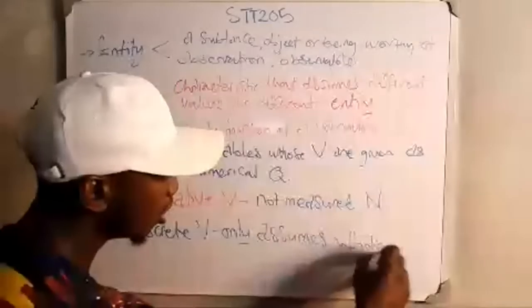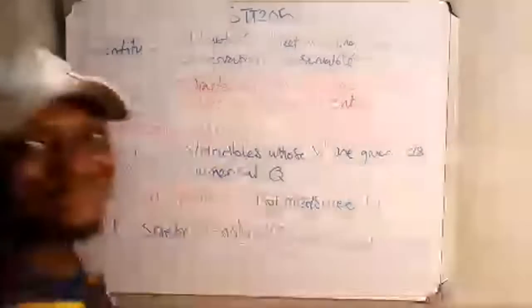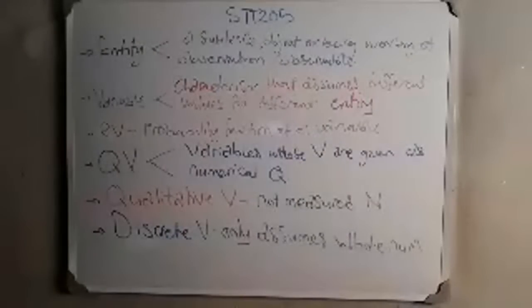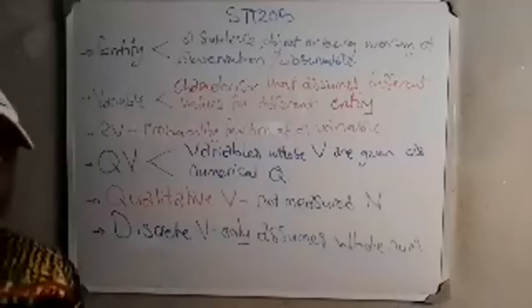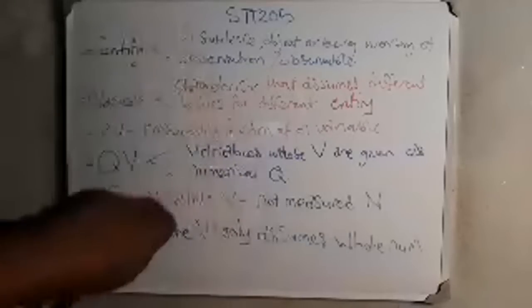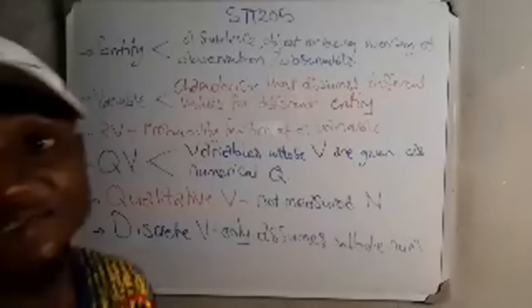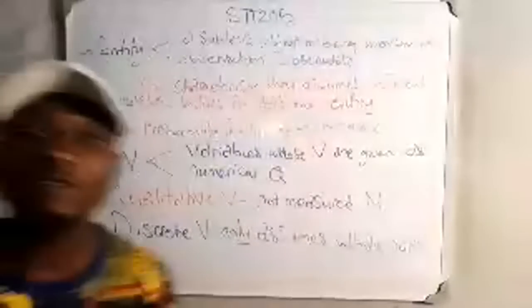Assumes what? Whole numbers. Variables that can only assume whole numbers. Okay, so let's take that as that. Now, don't forget we are talking about basic entities, basic concepts in statistics. In statistics, we also said it's all about gathering of information, observing to gather information in order to make informed decisions.